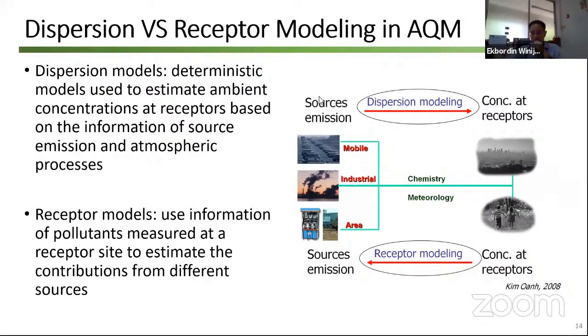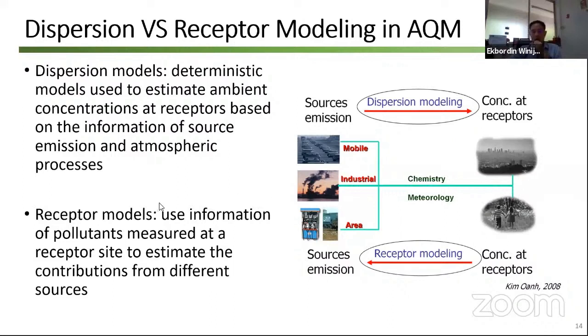The dispersion model is when we know the emission from the source, right? We know how much emission comes from mobile sources, how much from industry, how much from area sources, and then we put that information into the model, with the chemistry in the model and another meteorological condition as input. This will give you the concentration at the receptor. So this one is called the dispersion model. You know the source, put it into the model, you get the concentration.